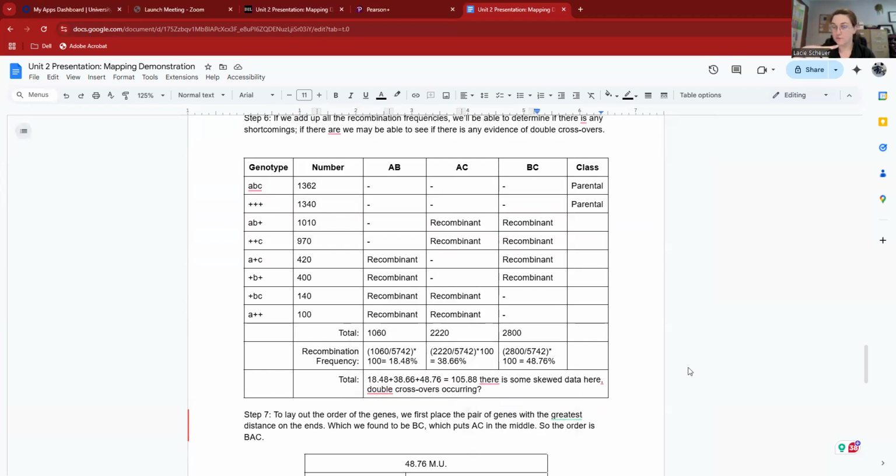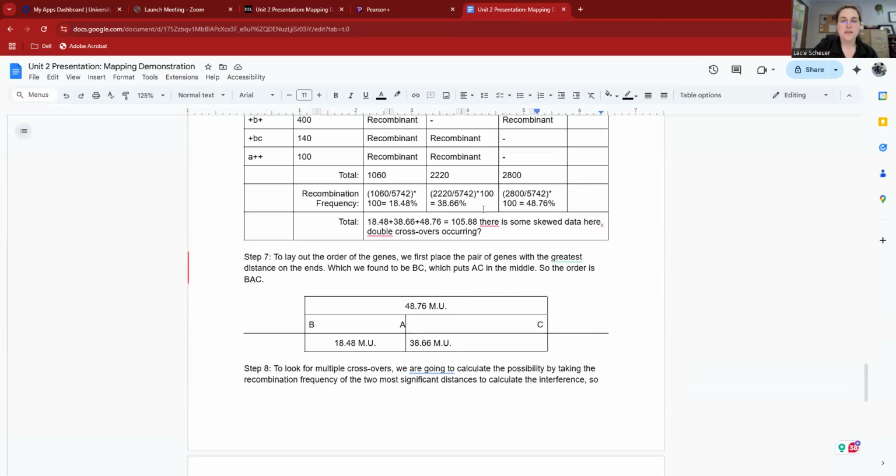And so once we add this up, we end up seeing that there's a little bit of skew in here. So we probably have some double crossovers going on. So we want to see what that looks like. And in order to do that, we need to get a good idea of what the order of these alleles are, because it's not necessarily A, B, C. Like, who would give us a problem that easy? That would be just too easy.